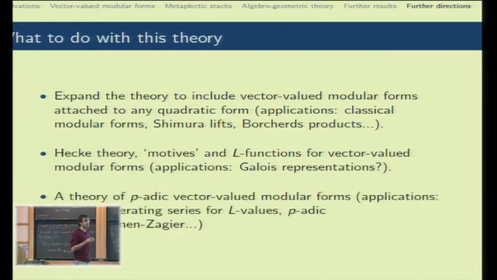And also, you can go in the other direction and try to construct p-adic vector-valued modular forms, following the ideas of Professor Katz in the classical integral weight case. You can try to do that using some rigid analytic techniques and do p-adic vector-valued modular forms, p-adic theta functions, and things like that. These are all directions that I've been thinking about.